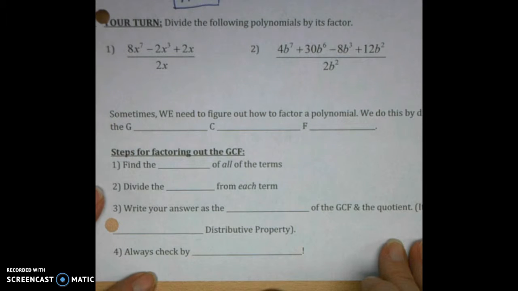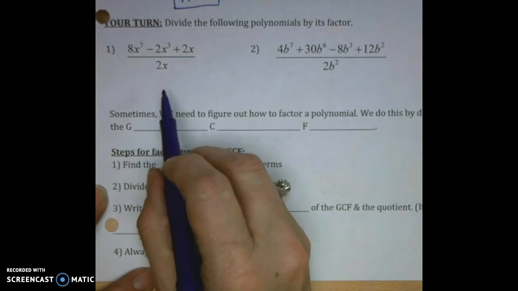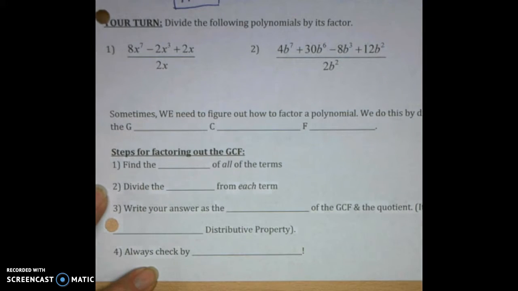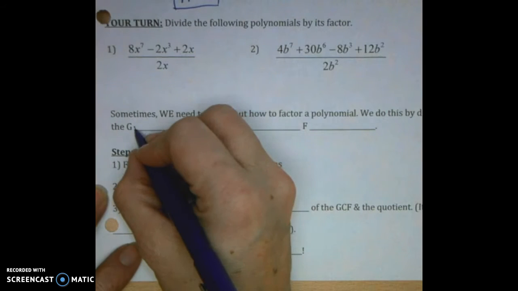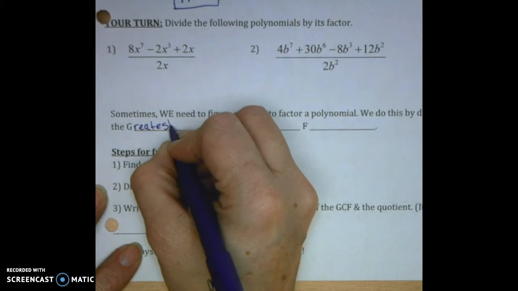Sometimes we need to figure out how to factor a whole polynomial on our own. We are not given the denominator. So when we do that, we're going to divide by the greatest common factor.